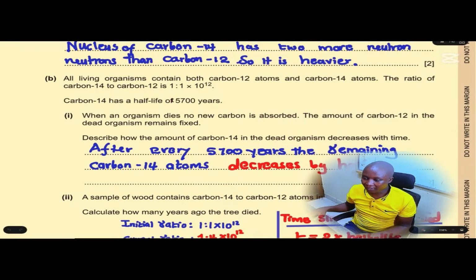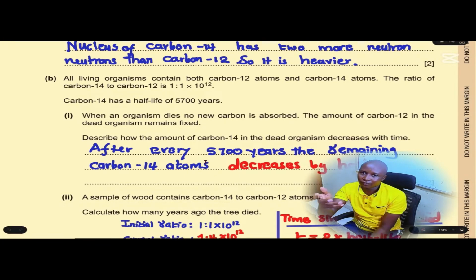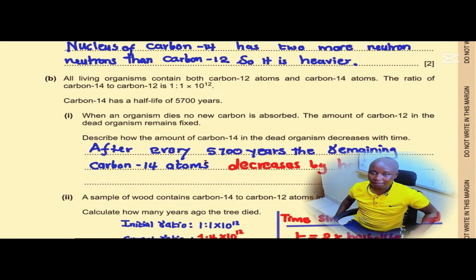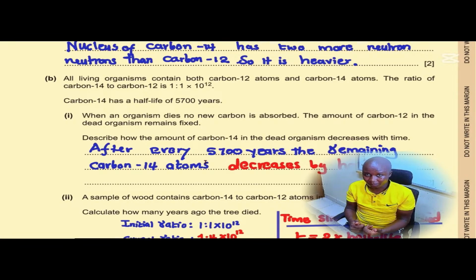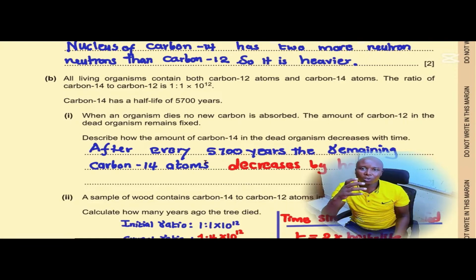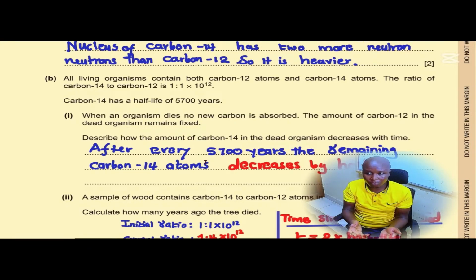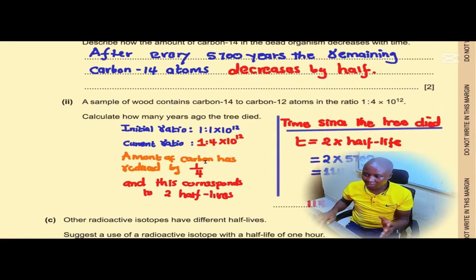Describe how the amount of carbon 14 in the dead organism decreases with time. We were told the half-life is 5,700 years. So meaning after every 5,700 years, the remaining carbon 14 atoms decrease by a half. So what's half-life? If you are asked what's half-life, what are you going to say? Half-life is the time taken for the activity of a radioactive substance to decrease by a half. And in a short while, we are going also to look at how you find half-life from the graph, because those are the possible questions that you may be asked.